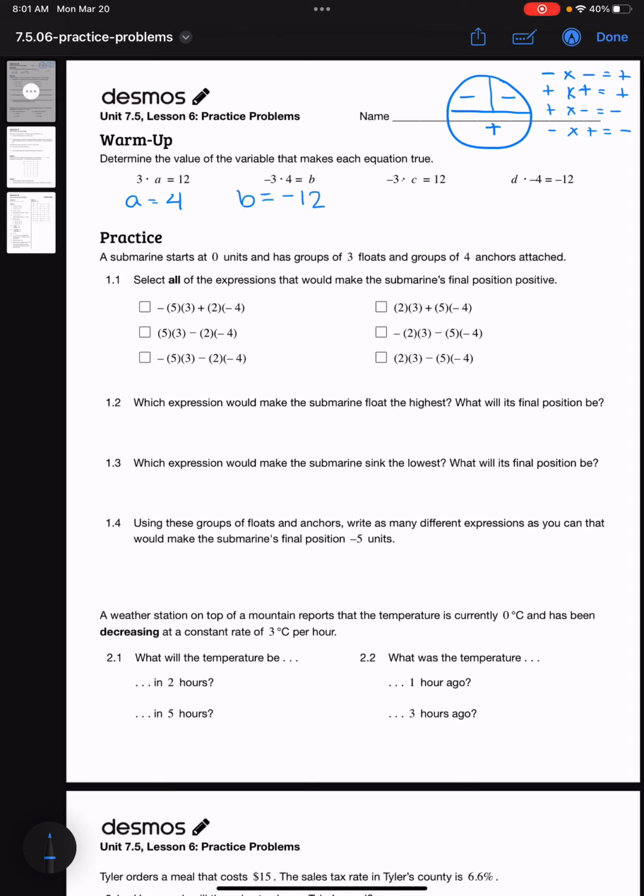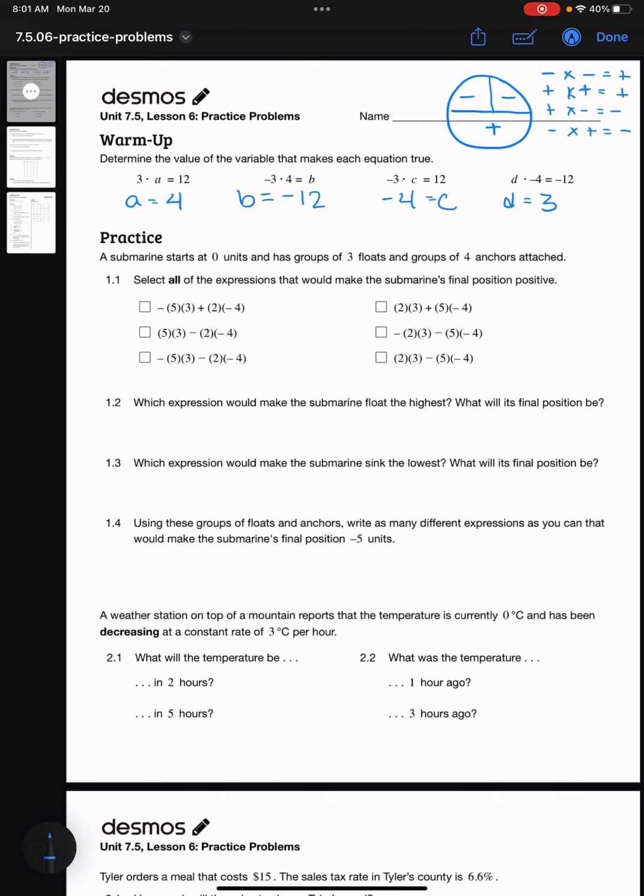Negative 3 times C equals 12. I know to go from negative to a positive, I would have to do a negative times a negative. So C equals negative 4. And I know that D times negative 4 equals negative 12, which means D needs to be positive. So D is equal to 3.